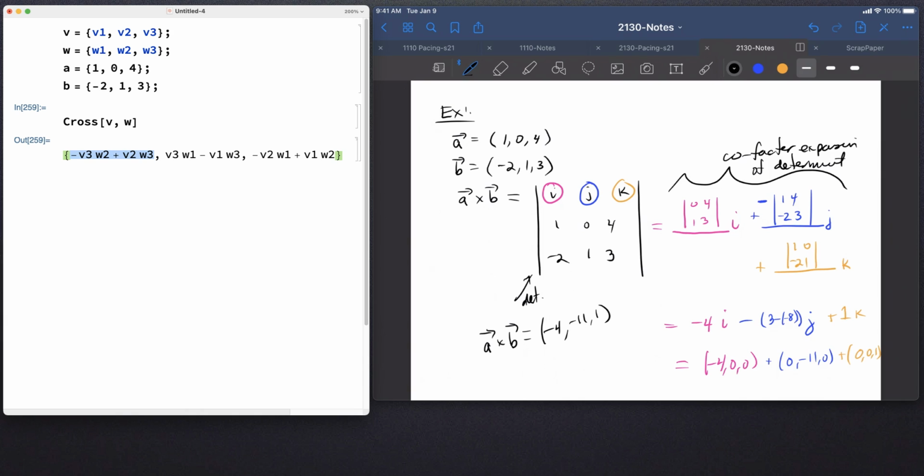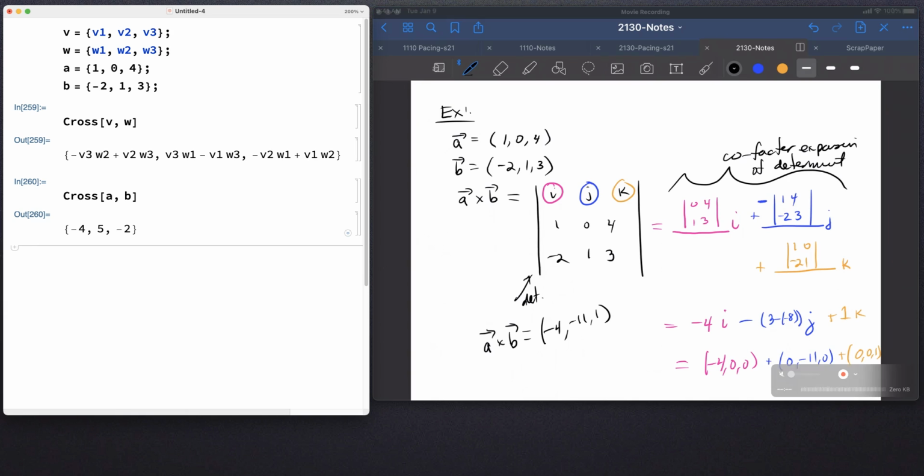I guess the final decider on whether or not we did that right, I'm going to take the cross product of the vector A with B and hope that... Alright, didn't quite get that right. Do I have the same vectors here? Negative 2, 1, 3, 1, 0, 4, negative 2, 1, 3.